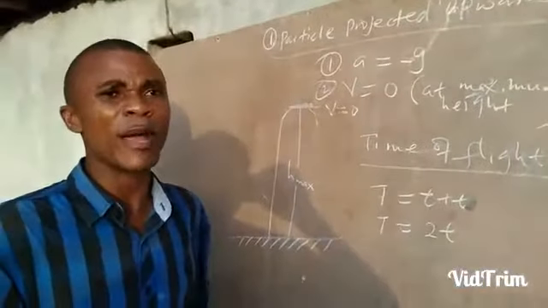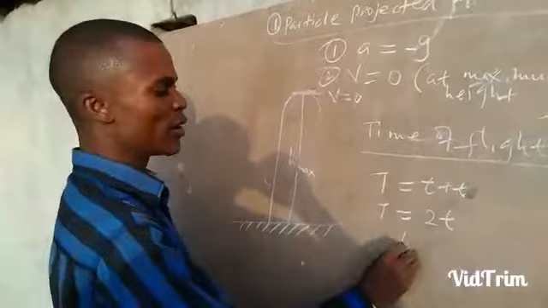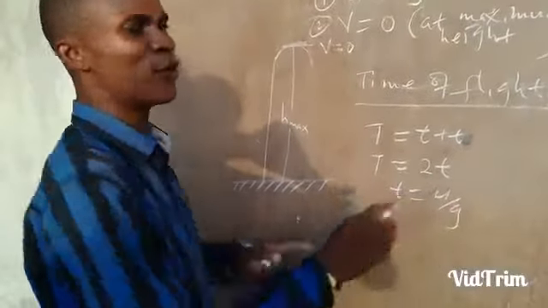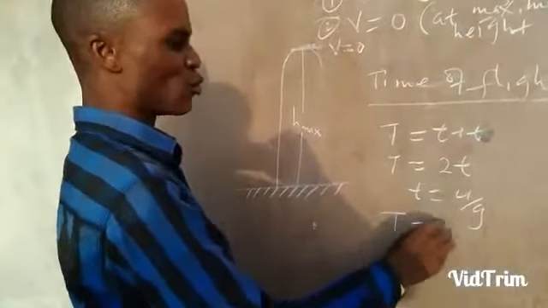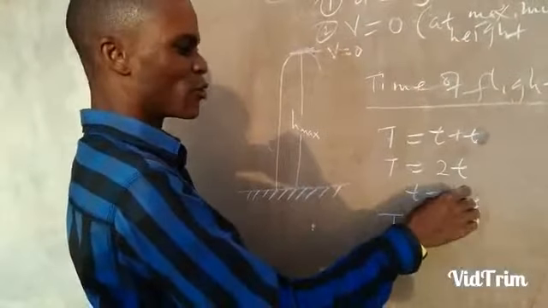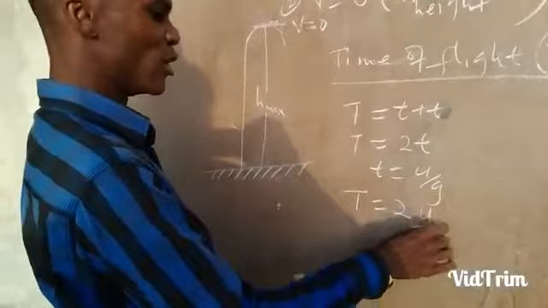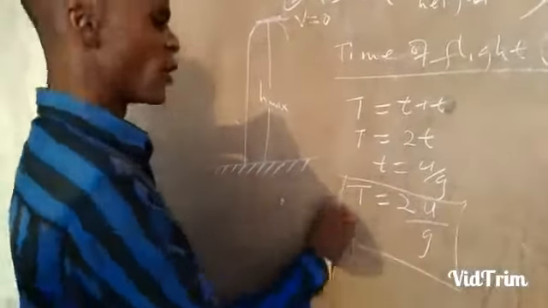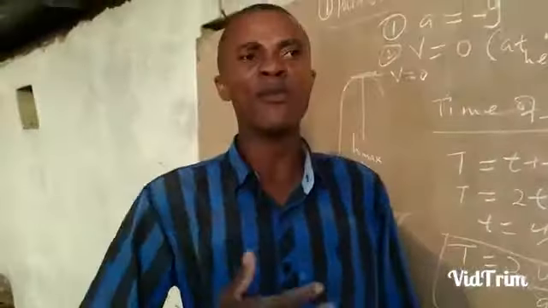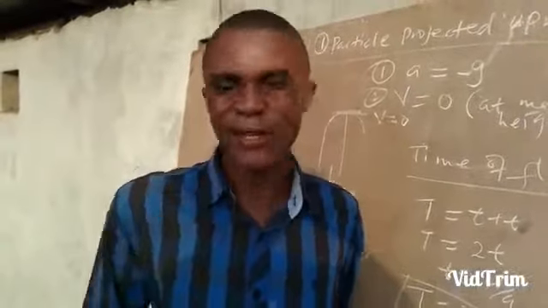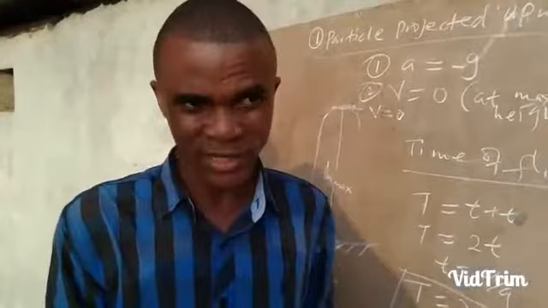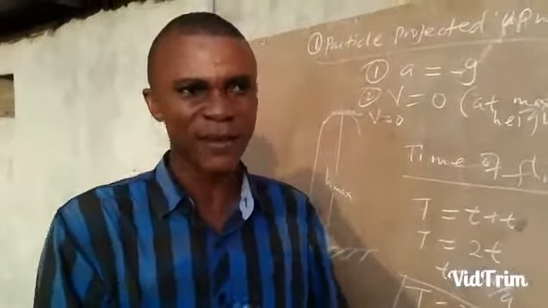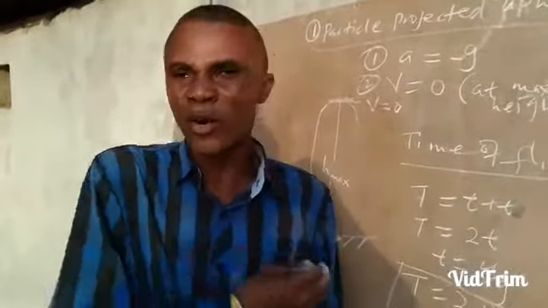But we know the value for small t. We know that small t is u divided by g. A few minutes ago, that was what I did. So capital T becomes 2 times small t, and here we put u over g. It becomes 2u divided by g. So anytime somebody says the time of flight, or the time required by the object to be in air, you say 2u divided by g, where u is the initial velocity and g is the gravity, which is 10 meters per second square. We still progress now.